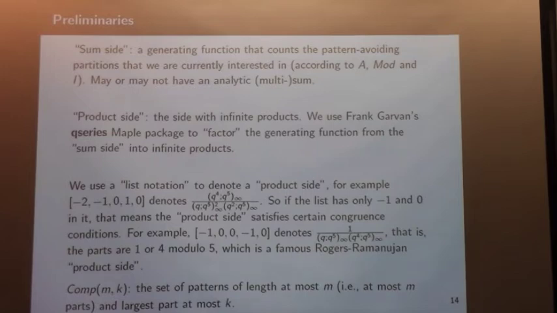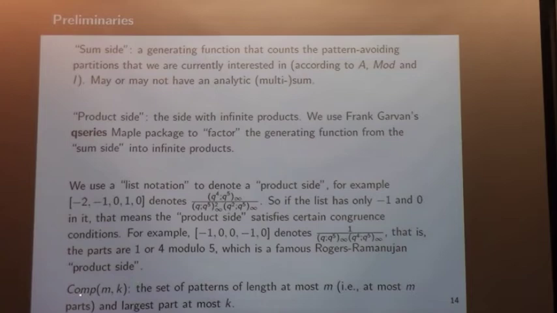Mostly we are interested in list notation containing entries -2, -1, and 1 for the product side to be interesting. I won't go into that, but this is what we look for in the product side. But if the list has only -1 and 0 in it, that means the product side satisfies certain congruence conditions, so that's even nicer. For example, -1, 0, 0, -1, 0 denotes this infinite product, where the parts are 1 or 4 mod 5, which is the famous Rogers-Ramanujan product side.